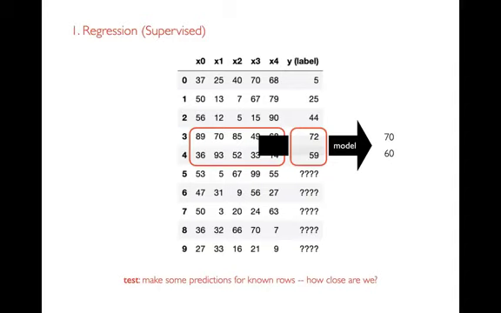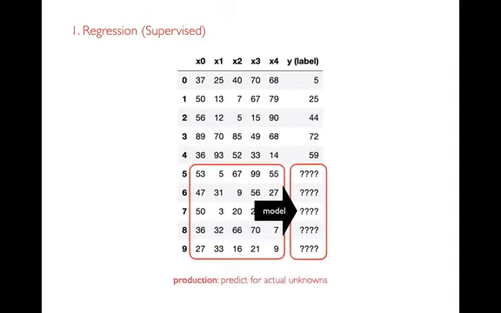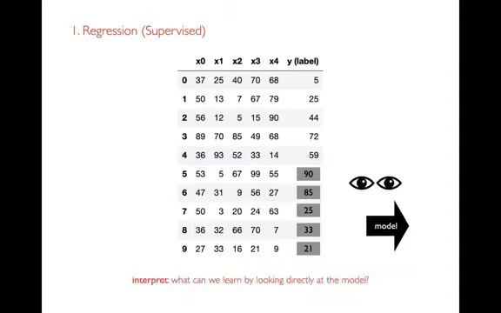So after that, after I've learned my model up here and then I've evaluated it on some known cases, then I might actually put it in production. Production means I'm using it for real things, and I'm trying to predict actual unknowns in the world. Like, for example, if I add a new house to the market, what might it sell for? And I could come up with these different values there.